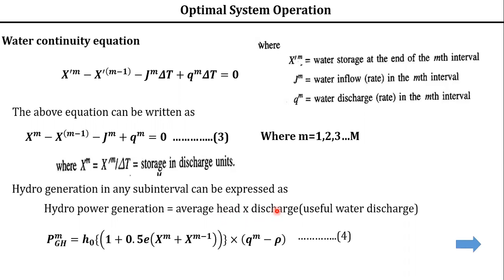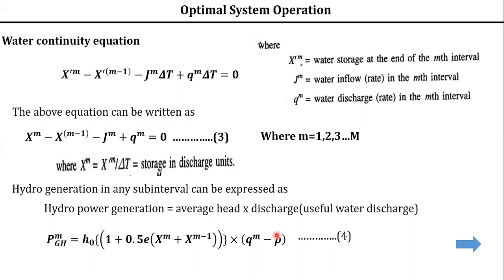So now what is this average head? Here PGH means the hydropower real power generation at mth interval is equal to, this is your average head. If you want the proof of this, it is available. However, at this juncture, it is not required. Still, if you want to know how this average head has been obtained, you can refer to the textbooks. And what is the discharge we are writing? Q, rate of discharge at mth interval, minus rho. Now what is rho? That we will see here.